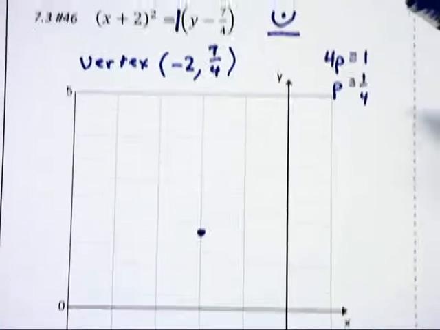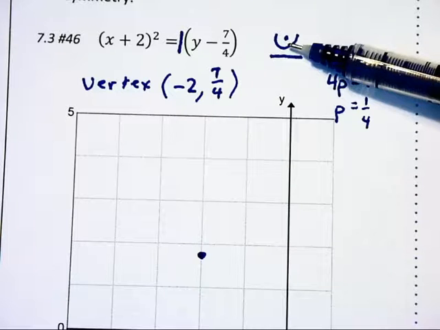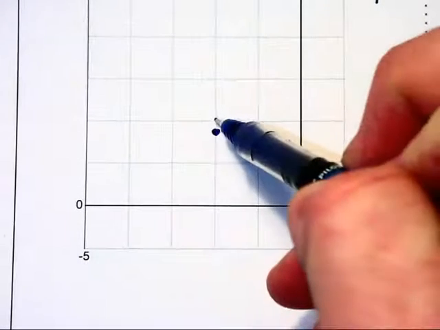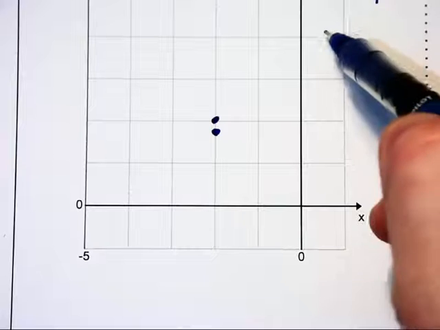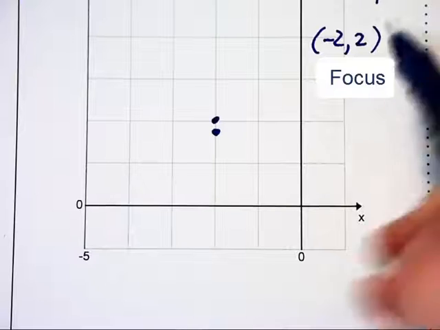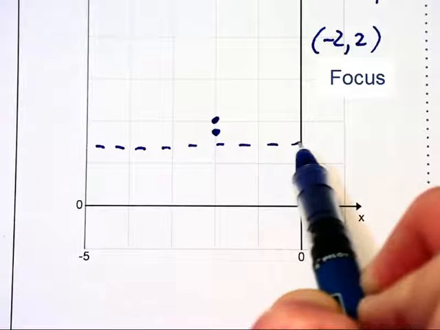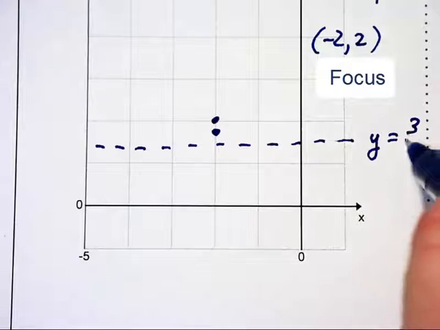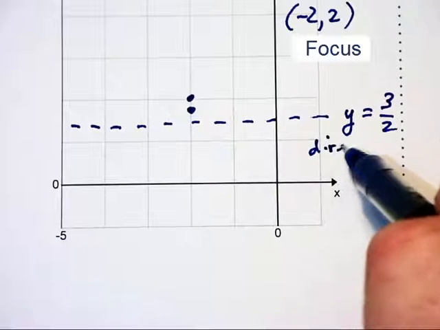And in our little sketch we have drawn here, we're going to be going up 1/4 to the focus and down 1/4 to the axis of symmetry. If we go up 1/4, we're at the nice neat lattice point, (-2, 2), which I will write down here. (-2, 2) is the focus. If we go down half a unit, we get to y equals 1.5, which is the directrix. I will write that as y equals 3/2 and write the word directrix right down beside it.